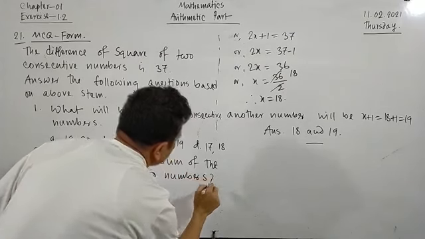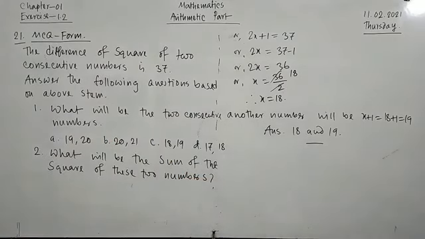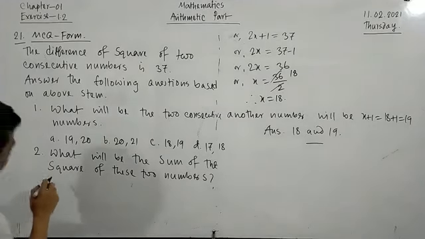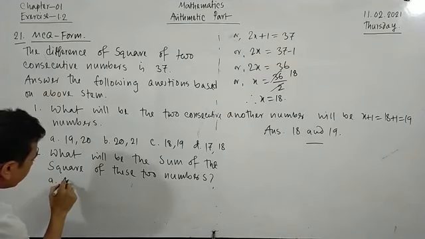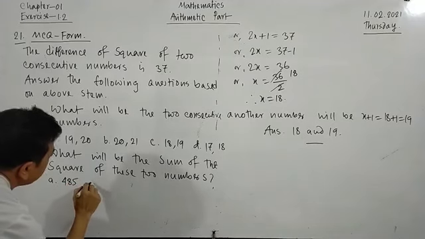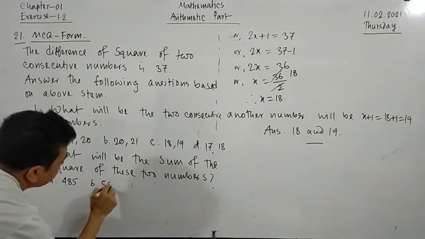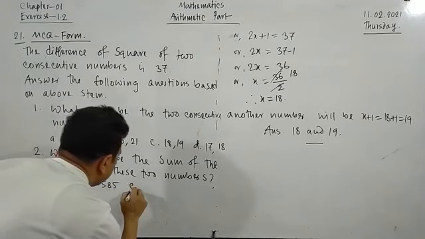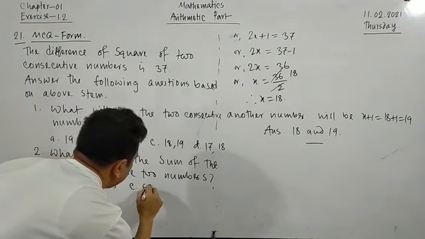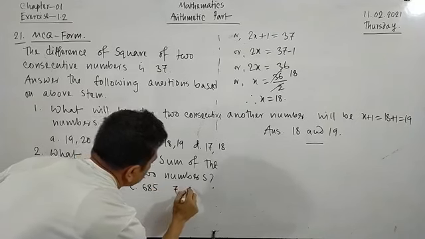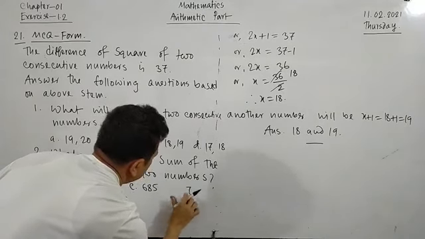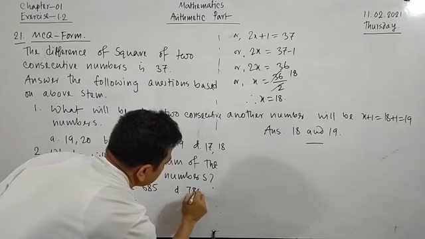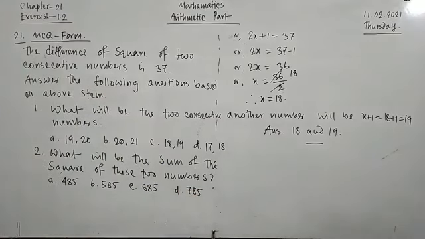These two numbers. Okay, what will be the sum of the square of these two numbers? What is it? A is 485, B is 585, C is 685, D is 785. Okay, what will be the sum of the square of these two numbers?